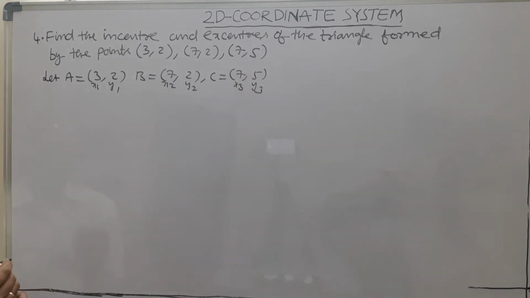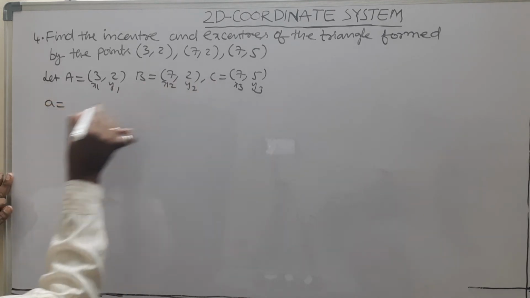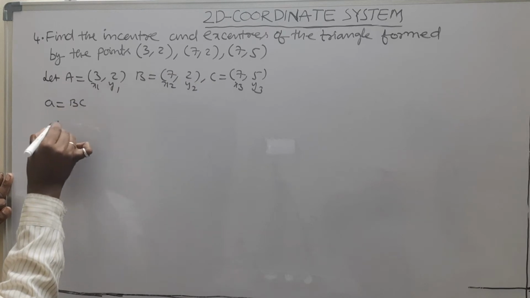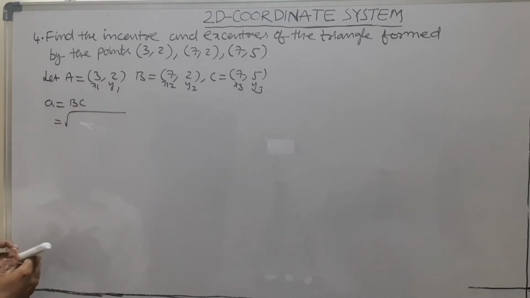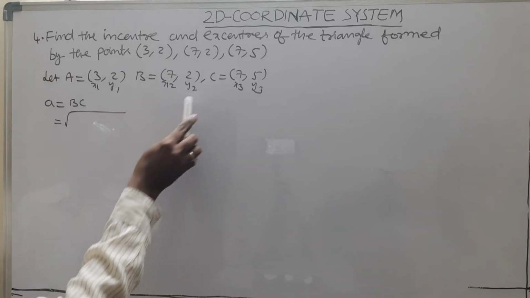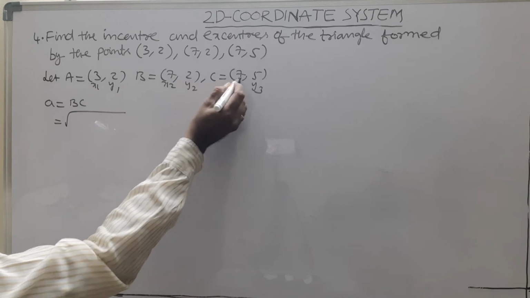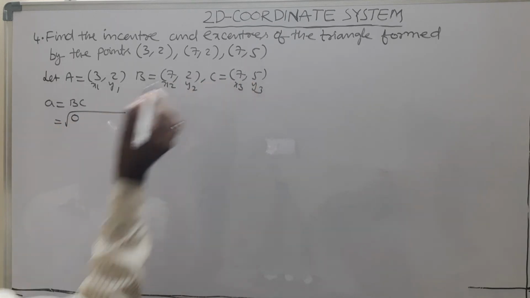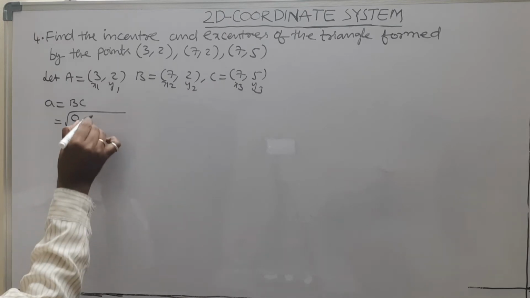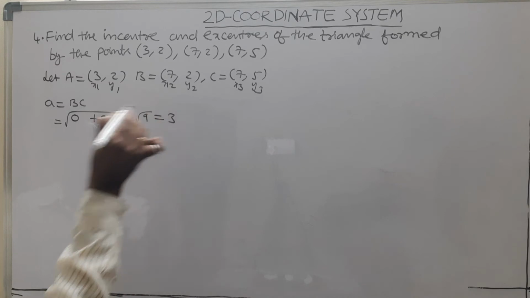First, find the small a, small b, small c values. Small a is equal to the distance between B and C. Here the distance between 2 points is the square root of the difference of x coordinates whole square plus the difference of y coordinates whole square. Here 7 minus 7 is 0, 0 squared is 0. 5 minus 2 is 3, 3 squared is 9. 0 plus 9, root 9, the value is equal to 3.